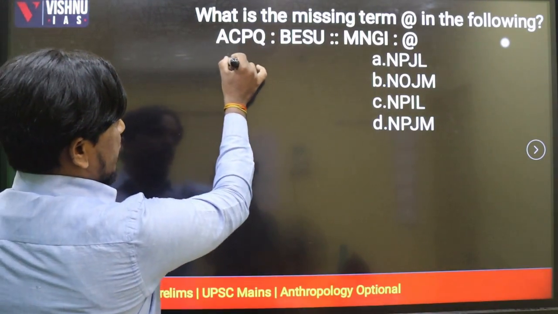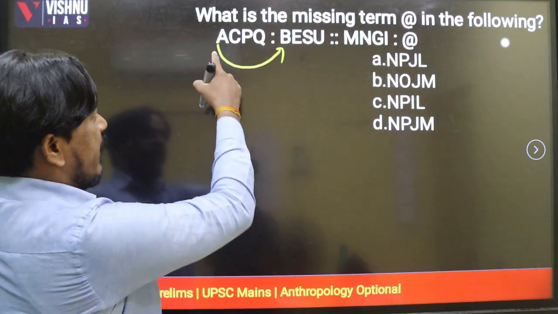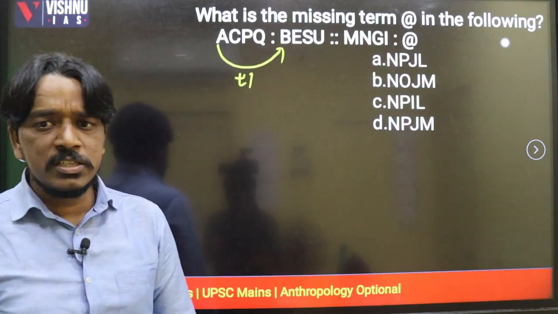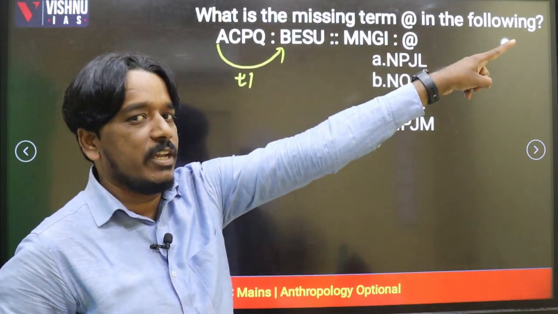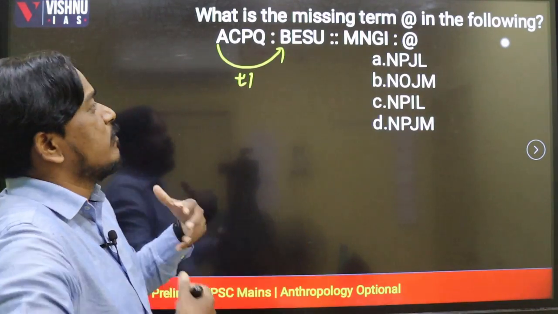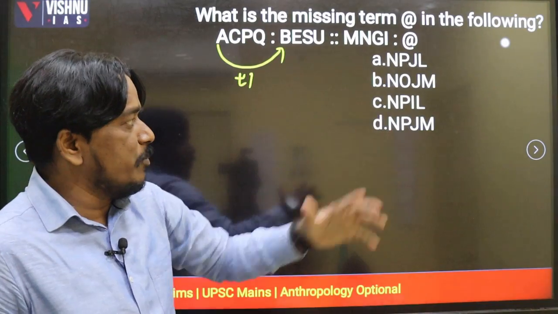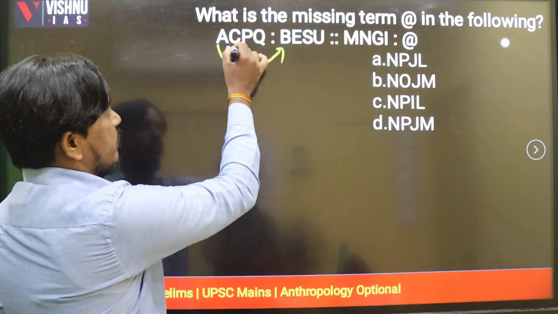Just observe place to place. The first position to the first position, what is the difference here? A is 1, B is 2. It's plus 1. Similarly, same logic, M plus 1. Parallelly we can eliminate the options also. We cannot take more time. So M plus 1, 13 plus 1, is 14. So starting should be N. In all the options N is there, so directly we cannot eliminate.